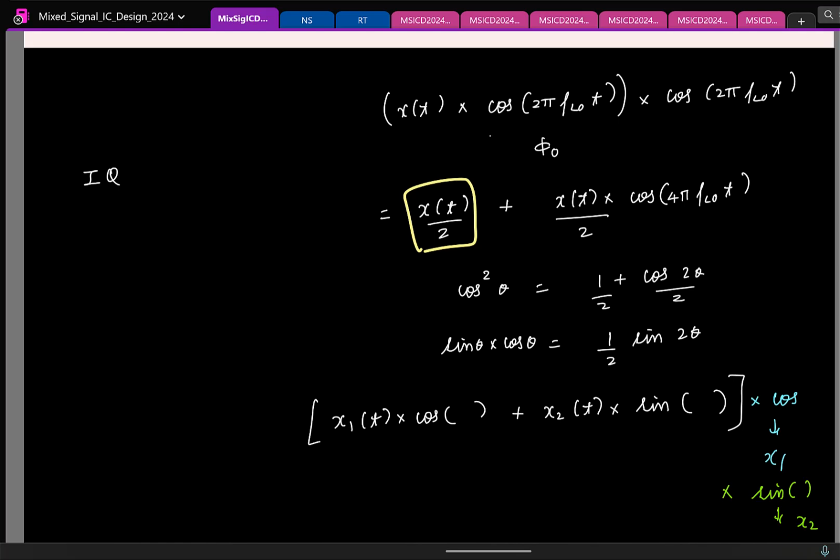Of course, in practice, again, we don't multiply with cos and sine. We'll multiply with the square wave with phase 0. And for sine, what is the phase? So this is what is called in phase and quadrature. In phase for 0 degree, quadrature 90 degree.